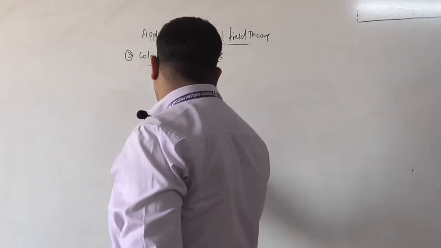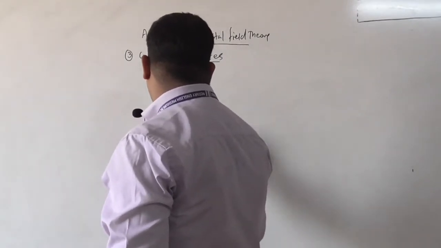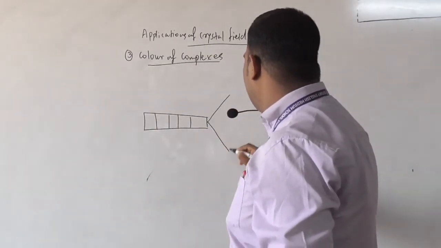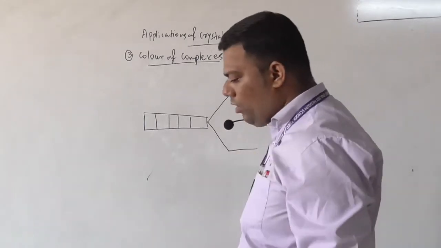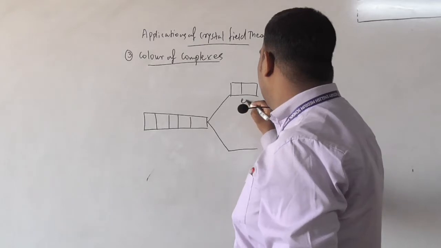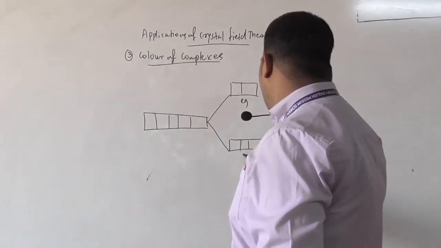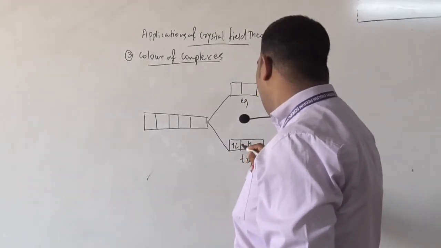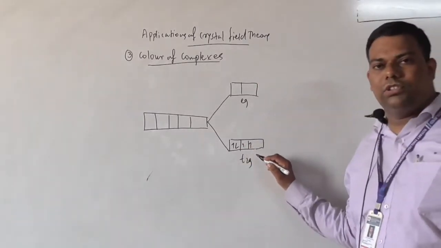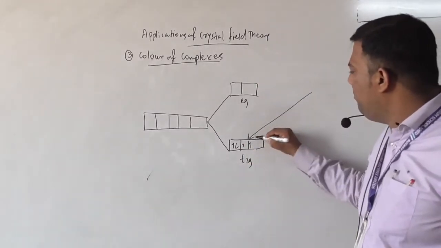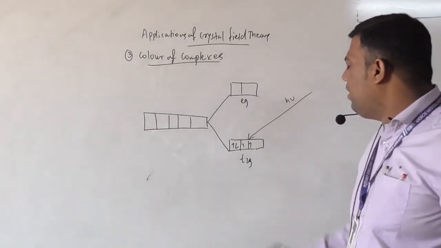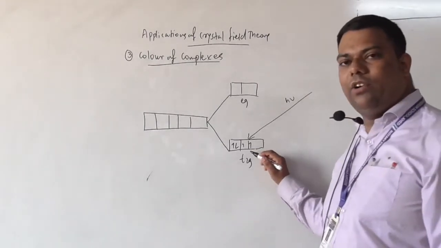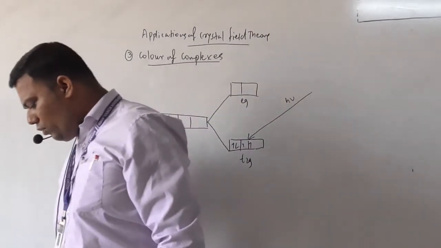So see here, we can represent it like this. As you know, these are degenerate orbitals. Suppose here an octahedral field, so eg and here t2g. Suppose here 1, 2, 3, and 4. Now the unpaired electrons are there. So suppose a beam of light attacks these unpaired electrons. So what will happen?